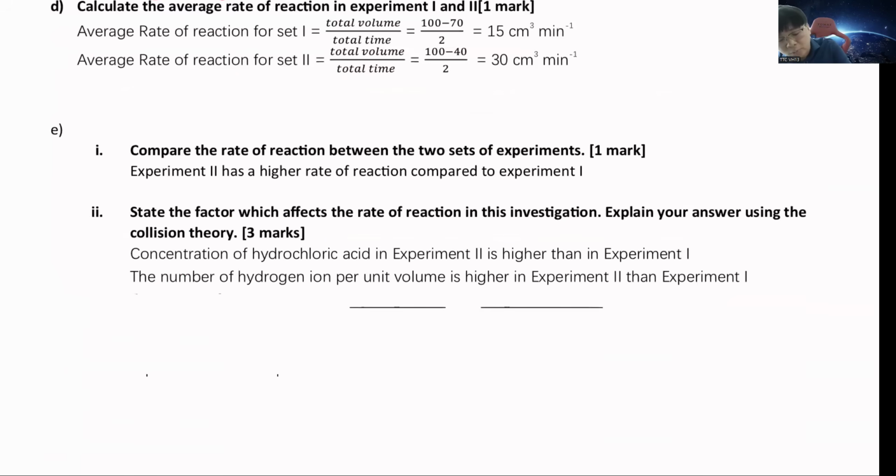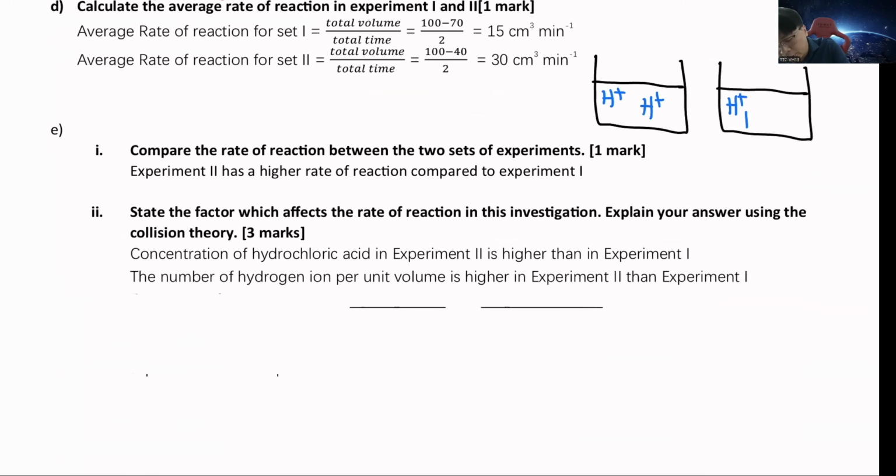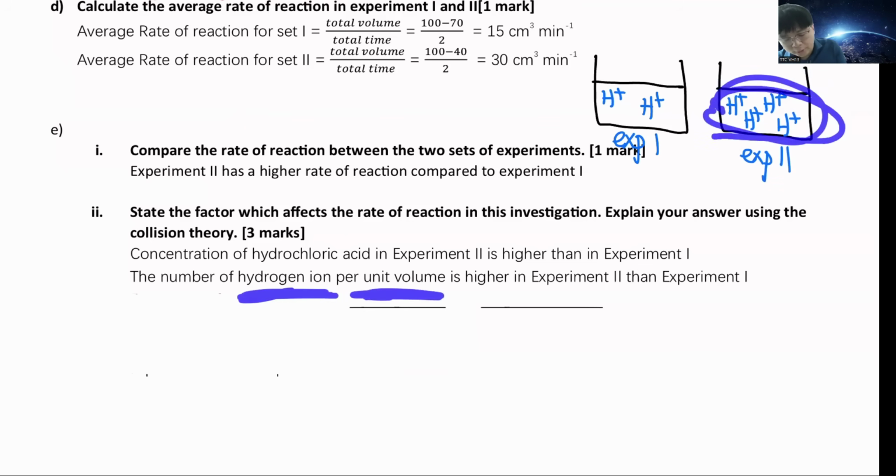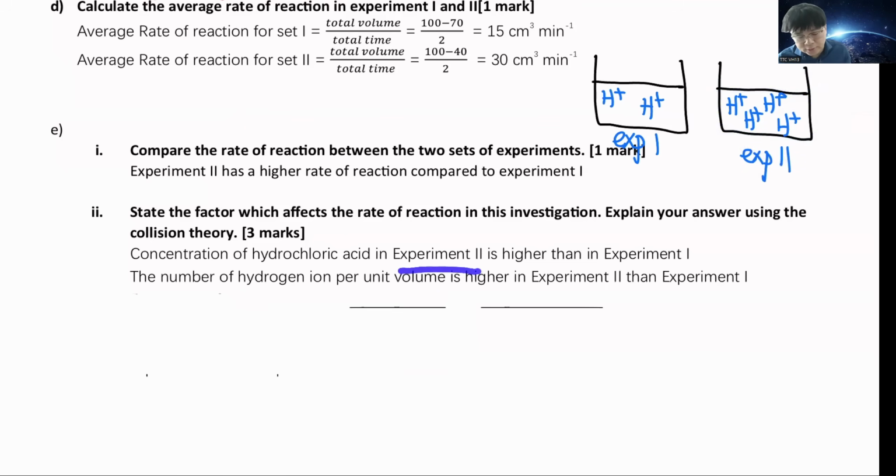Then when it is higher, it means what? I show you. Let's say this is the same concentration, so both have the same volume. Higher concentration means you will have more hydrogen ions per unit volume. So you can see these two, which one has more? This is experiment 1, this is experiment 2. So this is the higher concentration. Why? You see it has more hydrogen ions. Same volume, you have more hydrogen ions. Number per unit volume is higher. And remember, some teachers mark very strictly. You have to mention experiment 2 is higher than experiment 1, like this, okay?